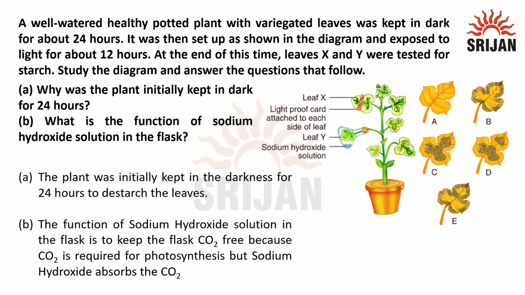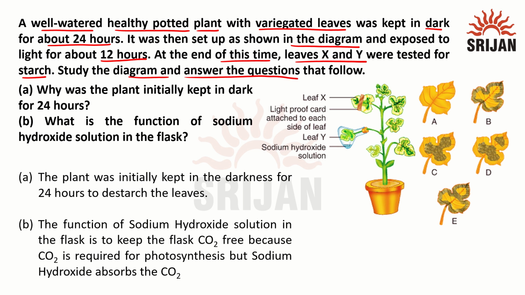The question is, a well-watered, healthy potted plant with variegated leaves was kept in dark for about 24 hours. It was then set up as shown in the diagram and exposed to light for 12 hours. At the end of this, leaves X and Y were tested for starch. Study the diagram and answer the questions that follow.